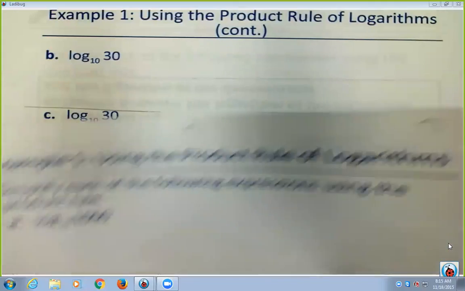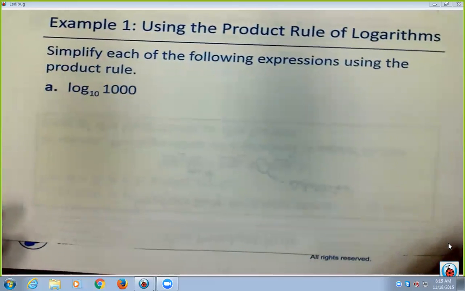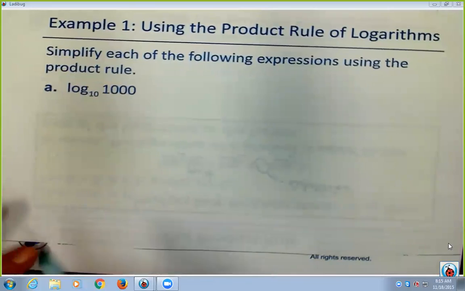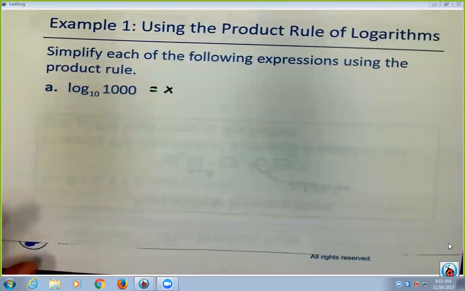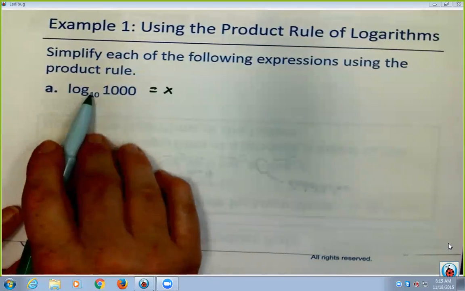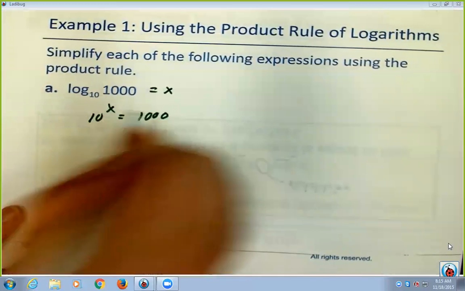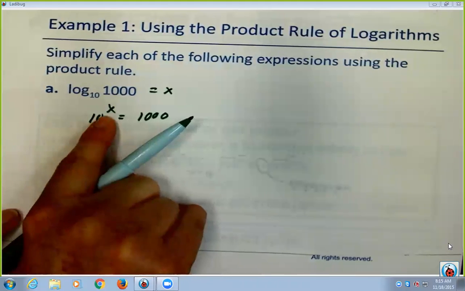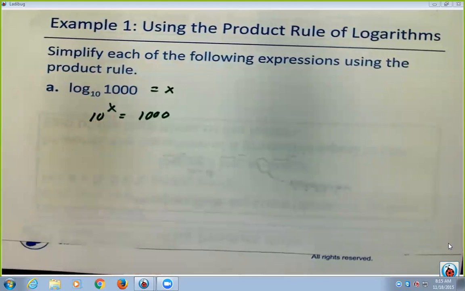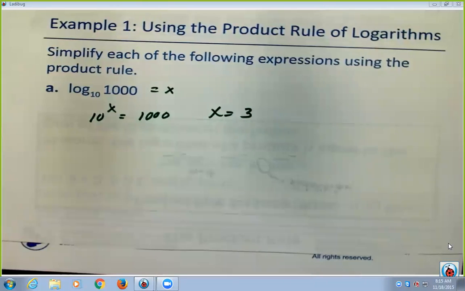So what do we do with these? If I had, for instance, log base 10 of 1,000, the other day what we did was set this whole thing equal to x. I just want to tie it back to what we were doing. So I ended up with 10 to the x power equals 1,000. Remember when we did that? What would x be? 10 to what power would give me 1,000? So x would equal 3.